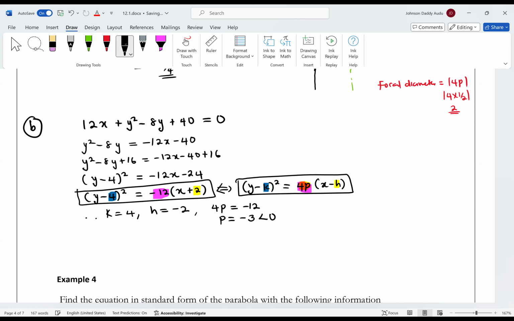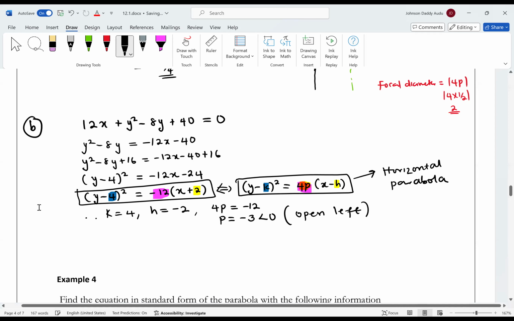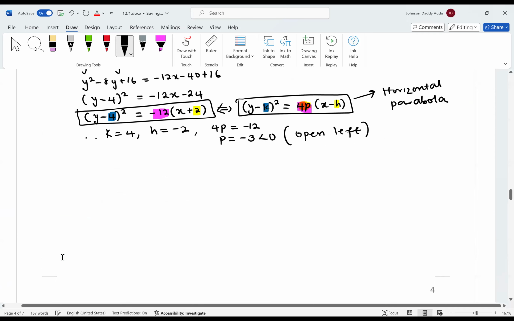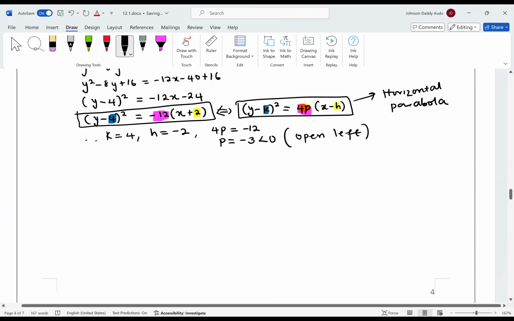Which is less than zero. So this is going to be open to the left. Remember, from here already, since the square is on y, we know that this is going to be a horizontal parabola. So let's graph first with this information. You can use the formulas to bring out the parameters, or you can go directly to graph.